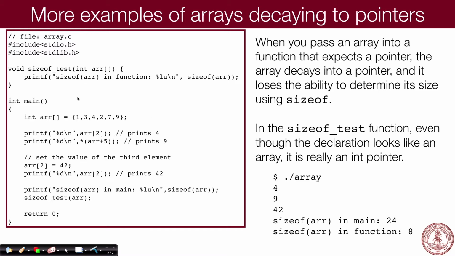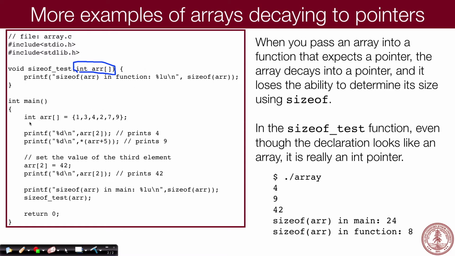You've lost that information. So take a look at this function. When we say sizeof test and we pass in an int array, it really means int pointer. When you pass a pointer or an array into a function, it decays into a pointer even if you put the little brackets on there. It's exactly the same.